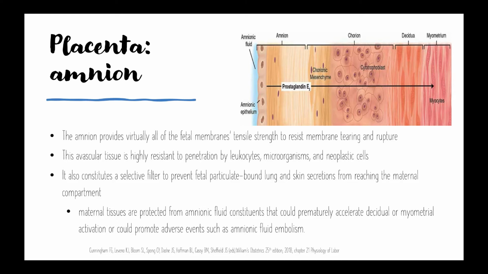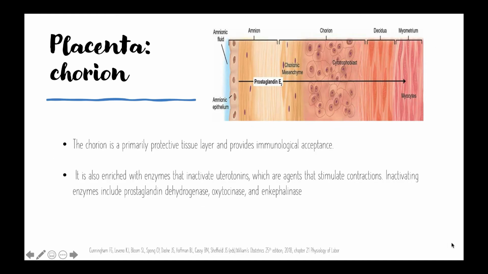And this avascular tissue right here is highly resistant to penetration by leukocytes, microorganisms, and neoplastic cells. It also constitutes a selective filter to prevent fetal particulate-bound lung and skin secretions from reaching the maternal compartment. Maternal tissues are protected from amniotic fluid constituents that could prematurely accelerate decidual or myometrial activation or could promote adverse events such as amniotic fluid embolism.